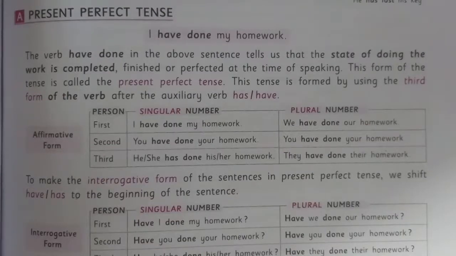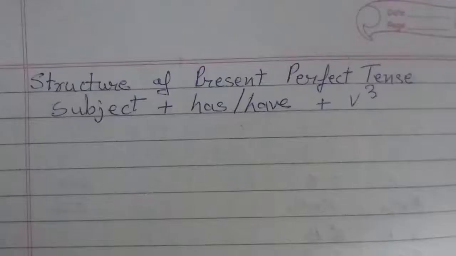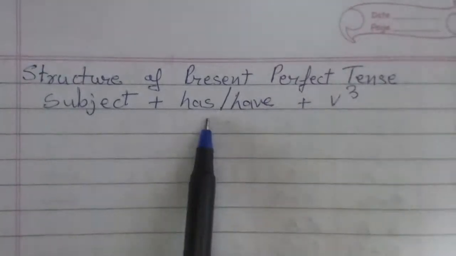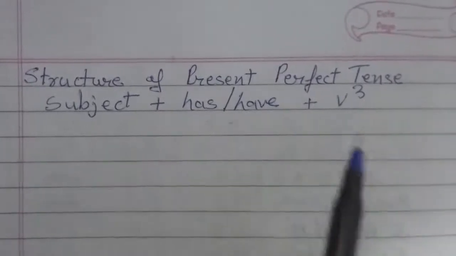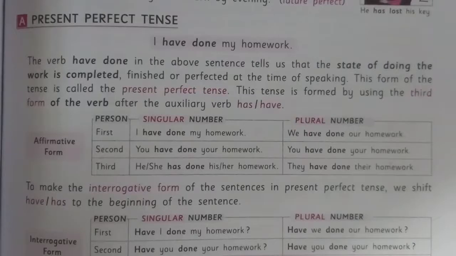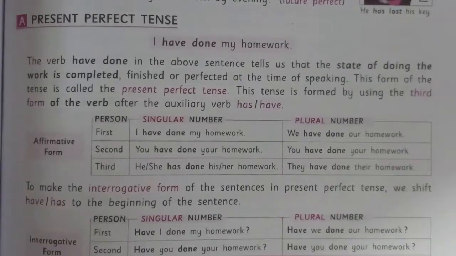And this tense is formed by using the third form of the verb after the auxiliary verb has or have. So the structure of present perfect tense is subject plus has or have, and then the third form of the verb. Has is used with third person singular number, and have is used with I, second person you, and plural number, first person, second person, and third person. So with I, you, we, and they, we have to use have, and with he or she, has.